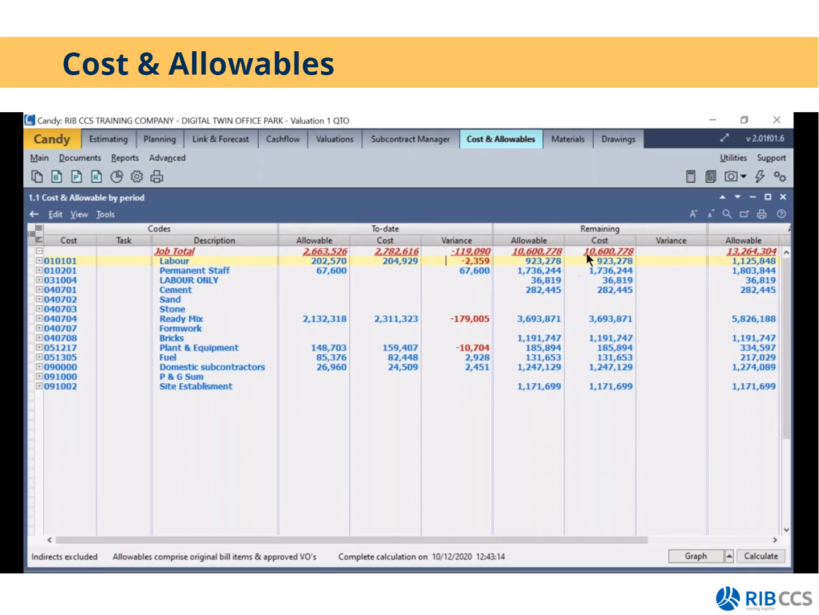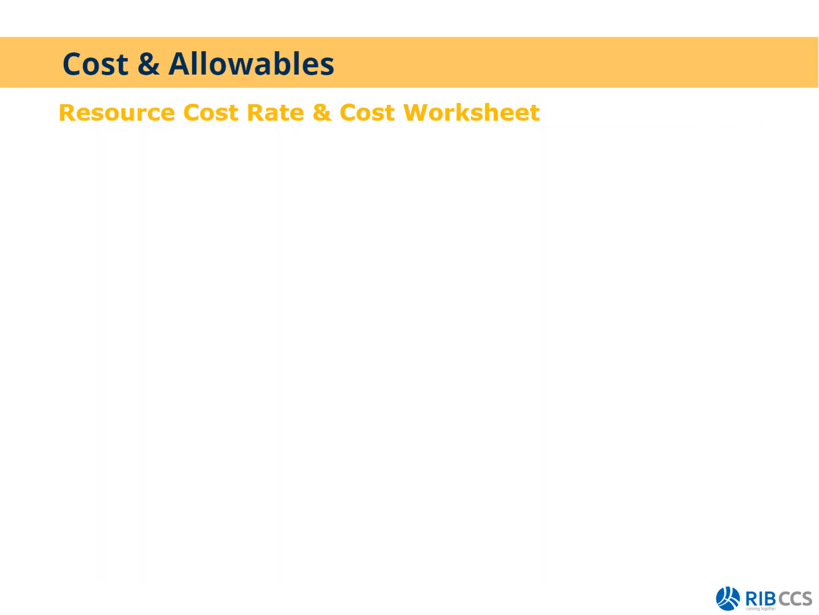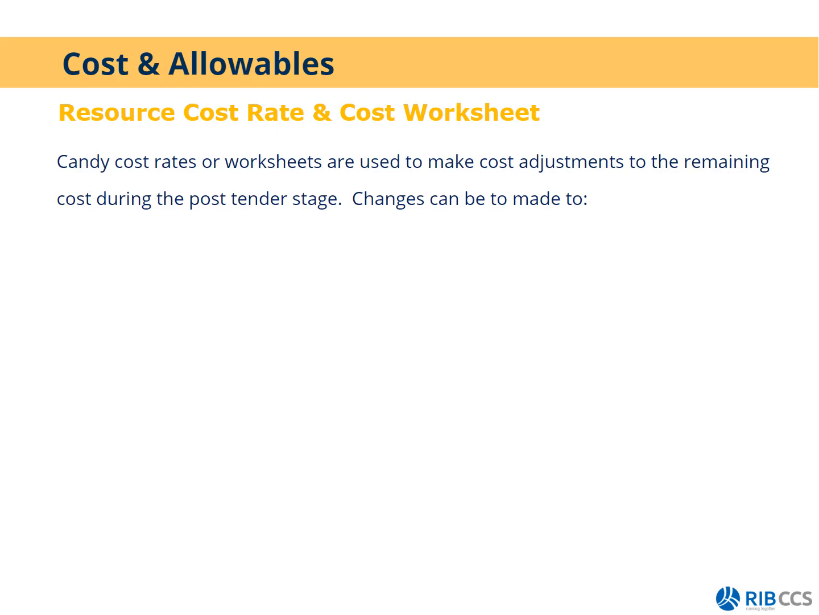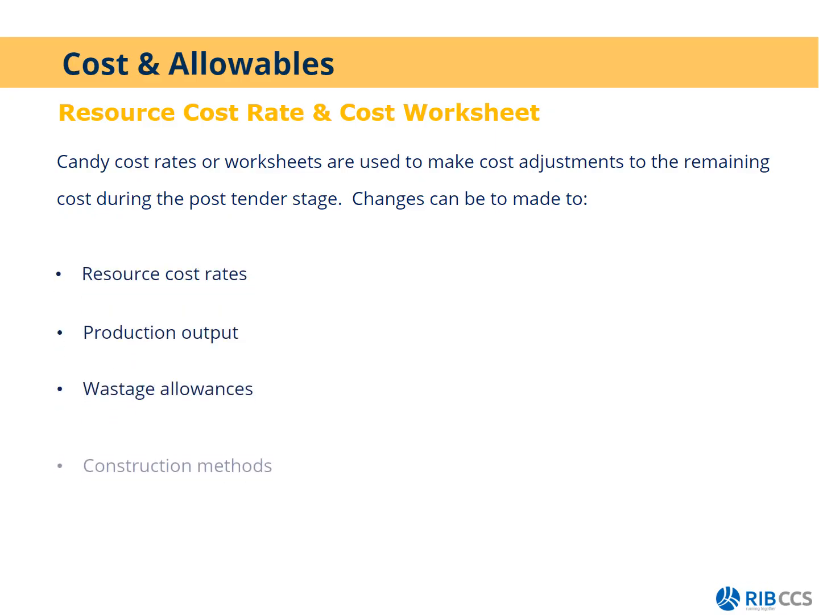Next, we're going to look at how Candy calculates the remaining allowable and the remaining cost. So the remaining cost is calculated using a cost rate and a cost worksheet. So the resource cost rate and cost worksheet refers to a cost rate and cost worksheet that are used to make adjustments to the remaining cost duration for this project. Changes can be made to resource rates, productions, wastage, and construction methods.